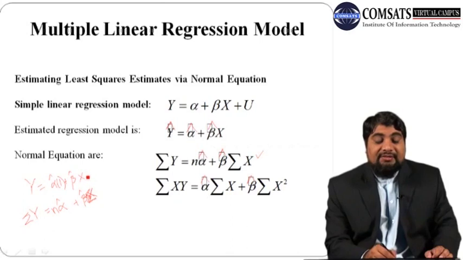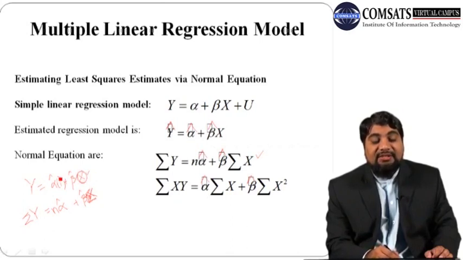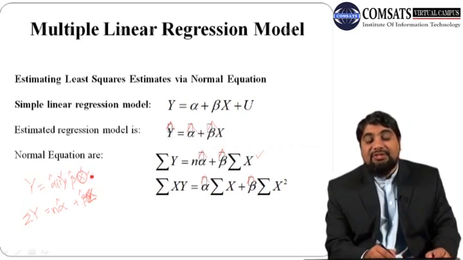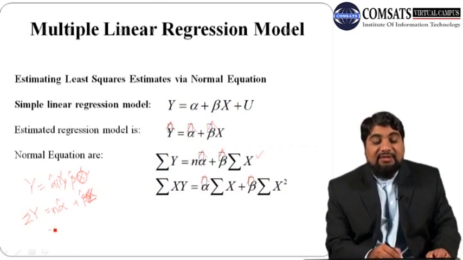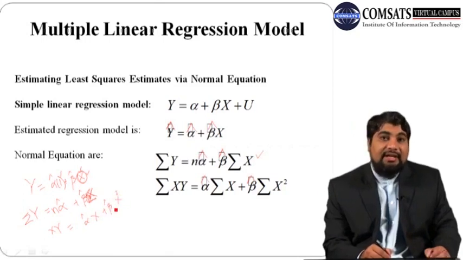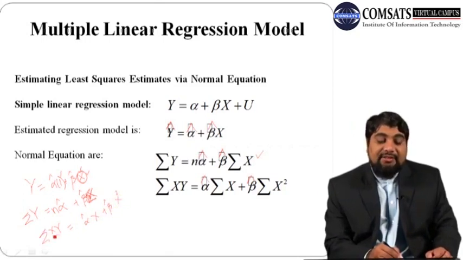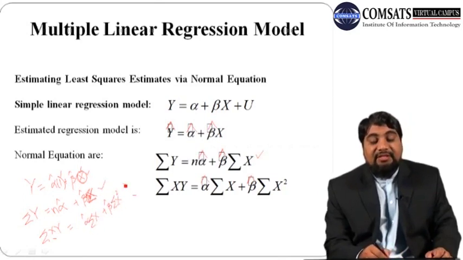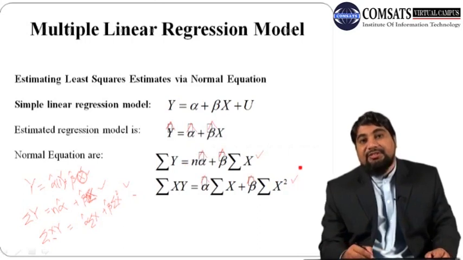Now, similarly, multiply this equation by the second regressor. First it was with 1, and now with x. So multiply this full equation with x. x with y we get xy, x with alpha hat we get alpha hat x, and x with beta hat x we get beta hat x square. Now again apply summation on both sides, so summation x square. So these are the same two normal equations.